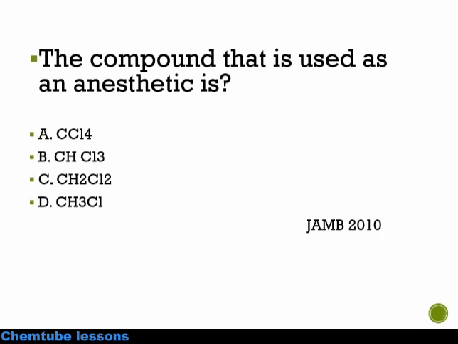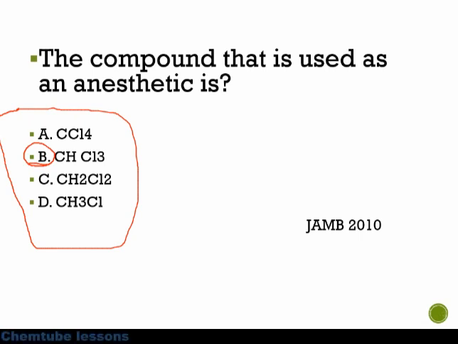So one compound that is used as anesthetic. Remember, all these compounds are actually products from the substitution reaction of methane. So the compound used as anesthetic is actually chloroform, which is B. Chloroform is used as anesthetic. It makes one become unconscious, or temporarily sleep off, when the gas is released.